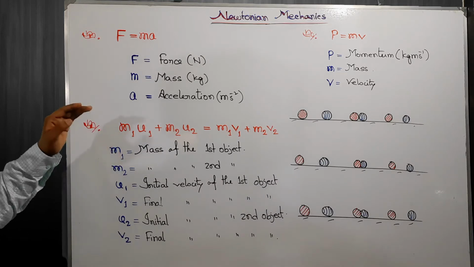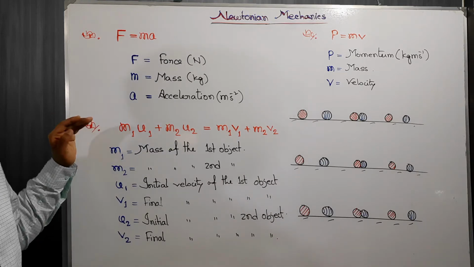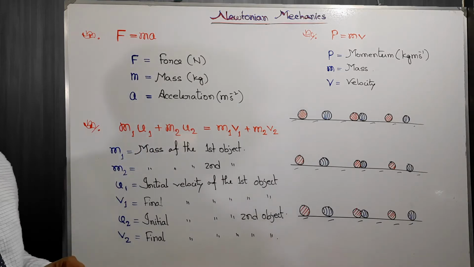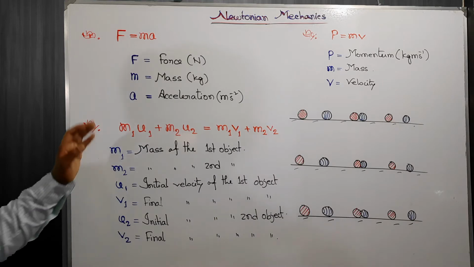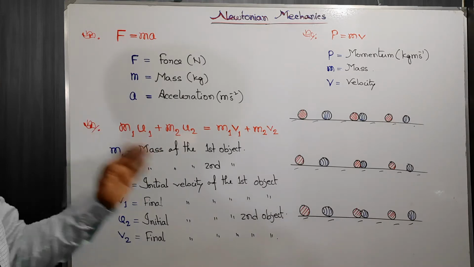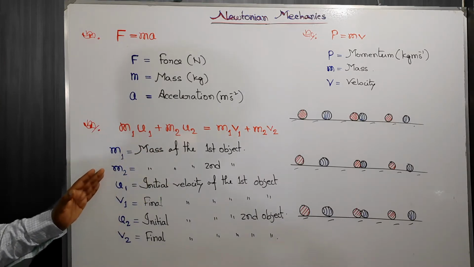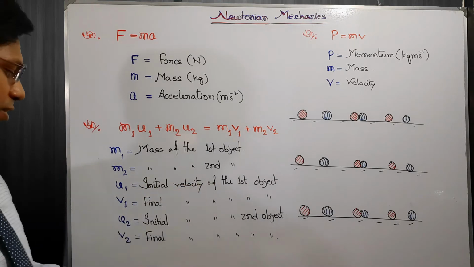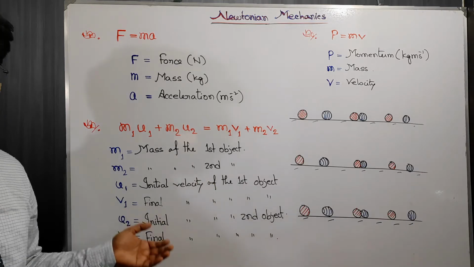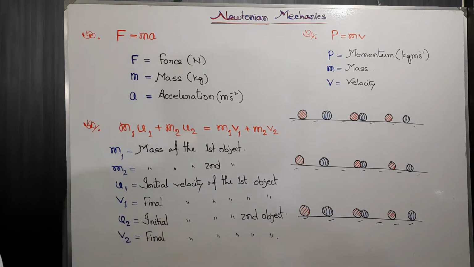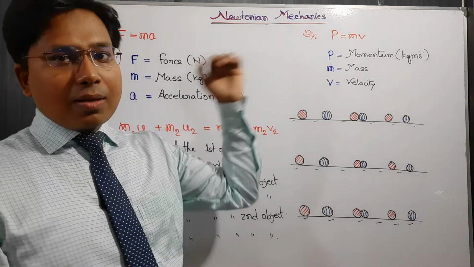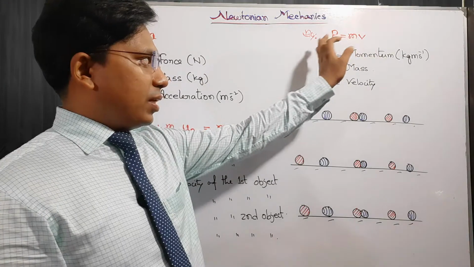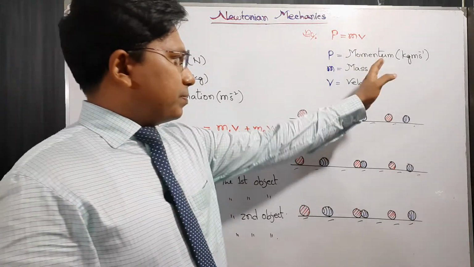Another well-known equation is the momentum conservation law: m1 u1 plus m2 u2 equals m1 v1 plus m2 v2. Here m1 is the mass of the first object, m2 is the mass of the second object, and u1 and v1 are respectively the initial and final velocity of the first object. u2 and v2 are respectively the initial and final velocity of the second object. Another very important equation is momentum: momentum is the product of mass and velocity. P is the momentum, m is the mass, and v is the velocity.